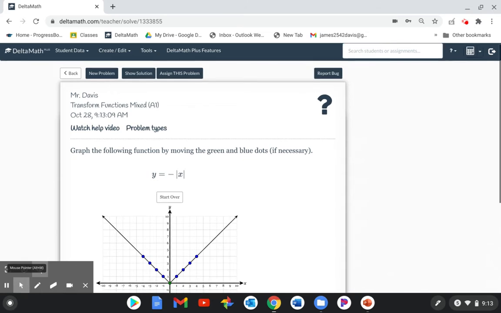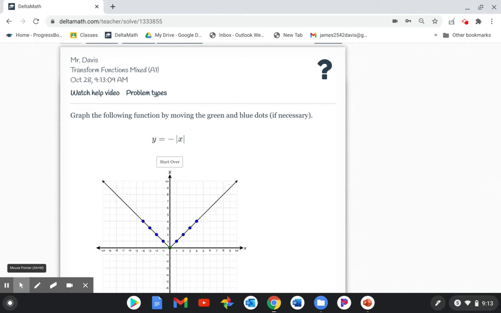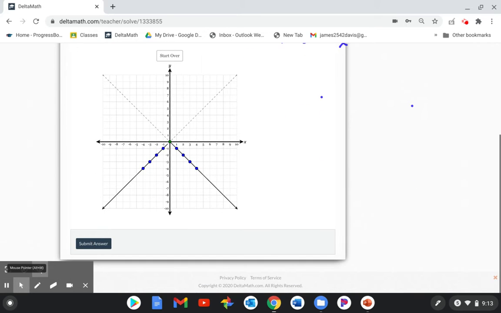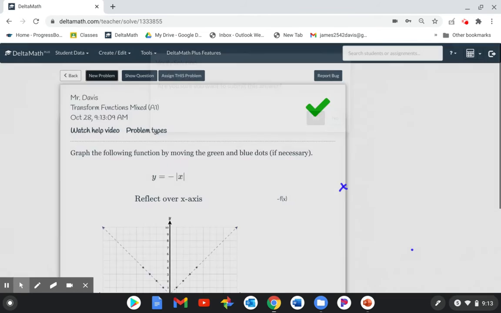This one, we did this on the last one, so we won't spend a lot of time on this one, but it is good to review here. This negative on the outside, that tells us to reflect over the x. So if we go ahead and do that, let's go ahead and put that there, reflecting over the x-axis. Try the next one.